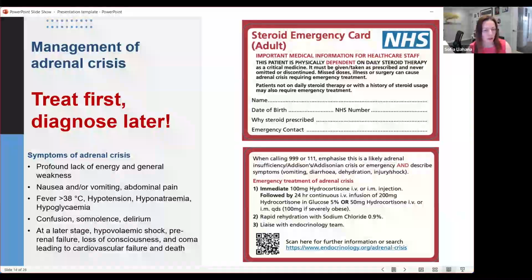So management of adrenal crisis, the advice here is always treat first, diagnose later, and that's really an advice for healthcare professionals, but also for patients, because it's really important. Having an injection of hydrocortisone will not do you harm, but not having it may lead to a hospital admission or even be fatal. So it's really important that on suspicion of adrenal crisis to inject hydrocortisone.